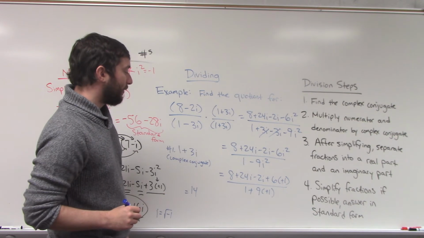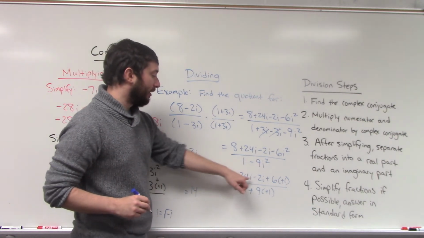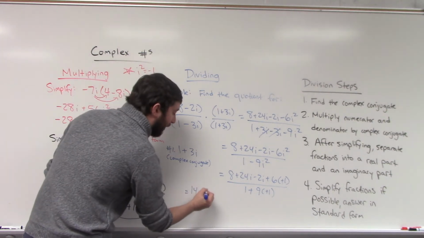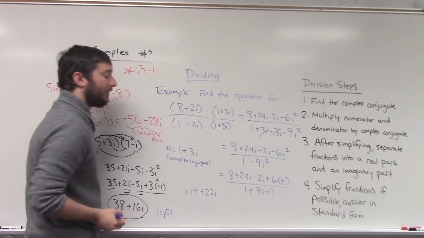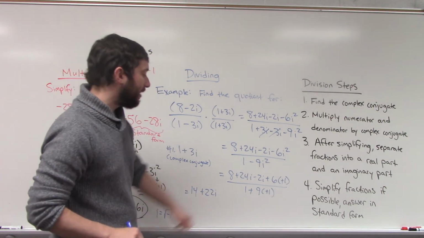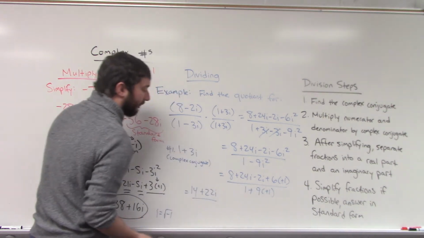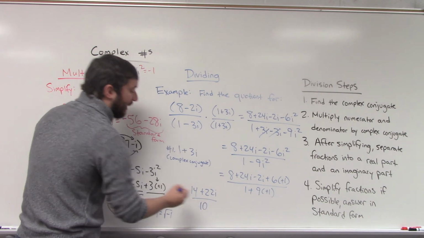Those are two real numbers. We combine these two in our numerator. 24i minus 2i is +22i. Okay, those are your imaginary parts. And in our denominator, 1 plus 9, right, because 9 times 1 is itself, 1 plus 9 is 10. Now, we're not quite done here.